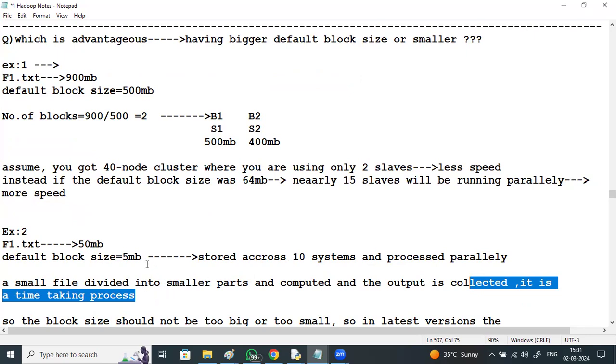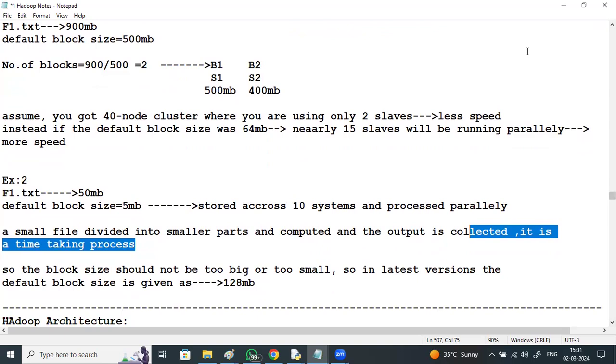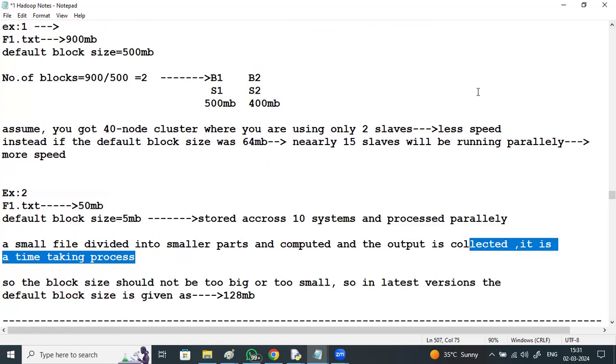So the block size should not be too big or too small. In the latest version, the default block size is 128 MB.